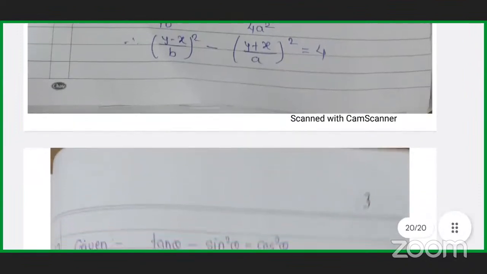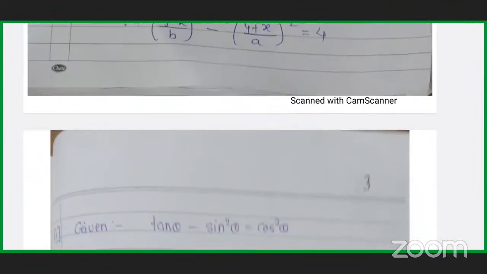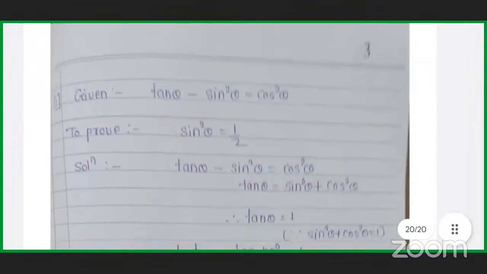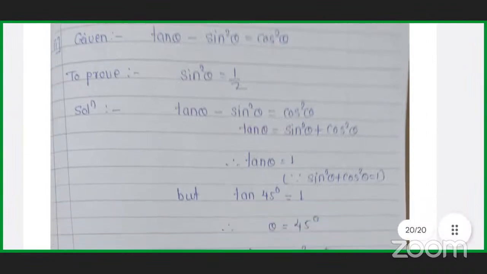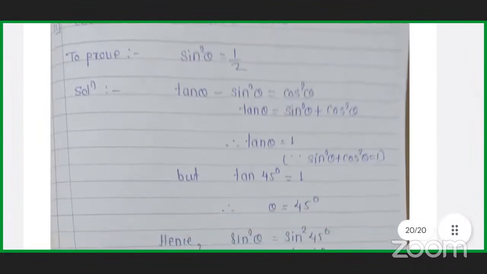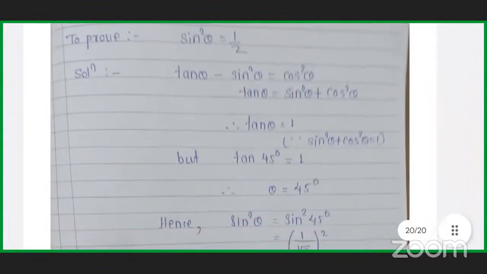Then there is one last question. What is given? If tan theta minus sin square theta is equal to cos square theta, prove that sin square theta is equal to half. So we start with the given part. Tan theta minus sin square theta is equal to cos square theta. Shifting minus sin square theta to the other side, what will we get? Tan theta is equal to sin square theta plus cos square theta. Sin square theta plus cos square theta is nothing but 1. So tan theta is equal to 1.